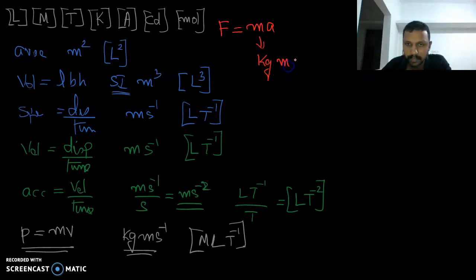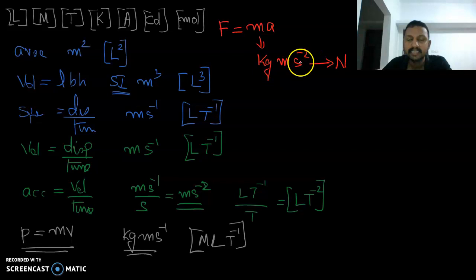Therefore, kilogram meter second raised to minus 2 is the SI unit of force. Instead of writing it like this, we can represent it as Newton. This is the common way of representing the SI unit of force. 1 kilogram meter second raised to minus 2 is 1 Newton. Therefore, the SI unit of force you can write as Newton, or kilogram meter second raised to minus 2. Commonly, it is denoted as Newton.